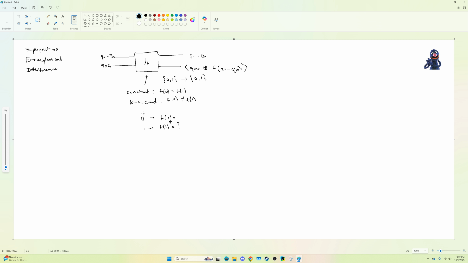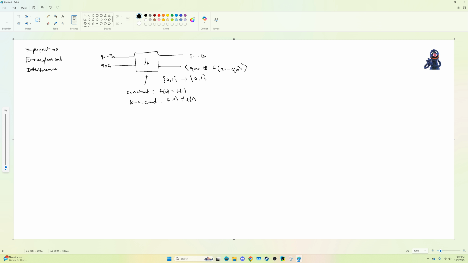If they're not equal, the function's balanced. If they're equal, it's constant. So it requires two queries in the classical setting, which is very little, but the quantum setting does one query, and that's kind of the foundation for understanding how there's a quantum speed up, even though here it's effectively pretty much useless and how much faster it is. Okay, so let's think about the quantum setting.